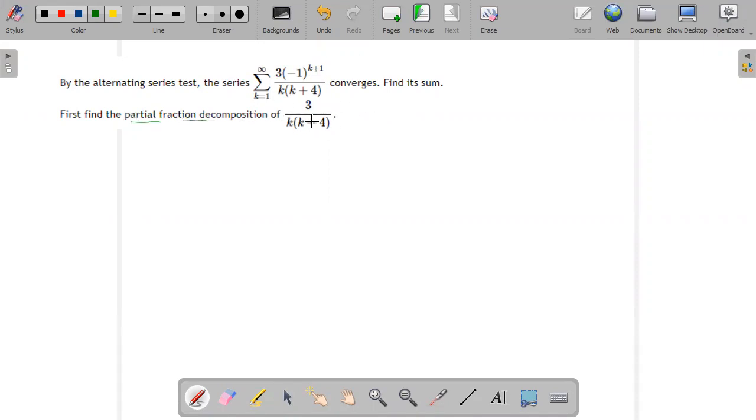fractions to figure out how it telescopes, which means breaking this into a sum or a difference. So I need to take that 3 over k times k plus 4 and rewrite it as something over k plus something over k plus 4. And our procedure for that is we multiply each side by the denominator, k times k plus 4.